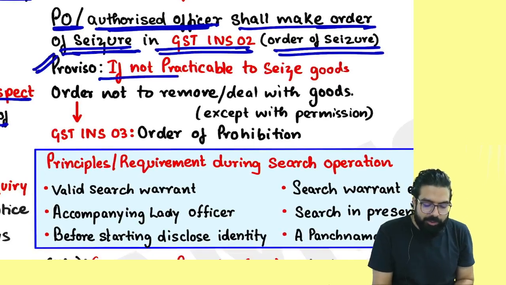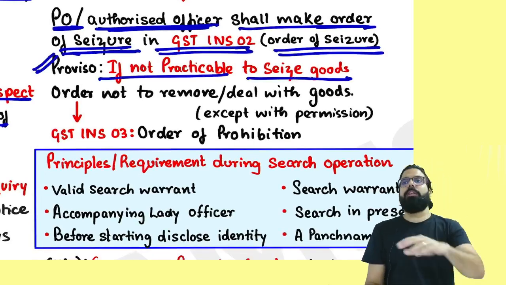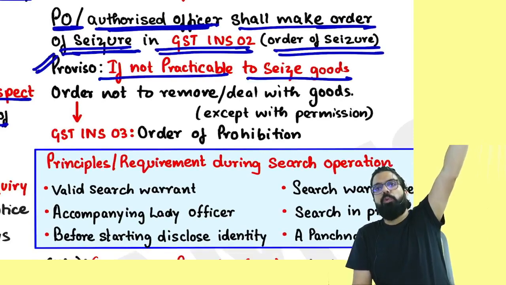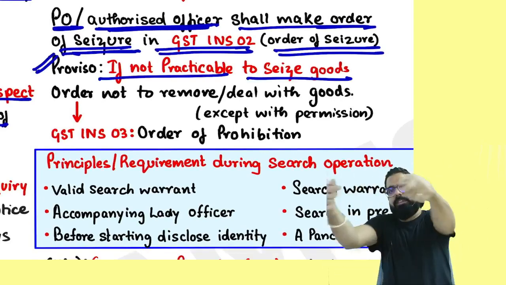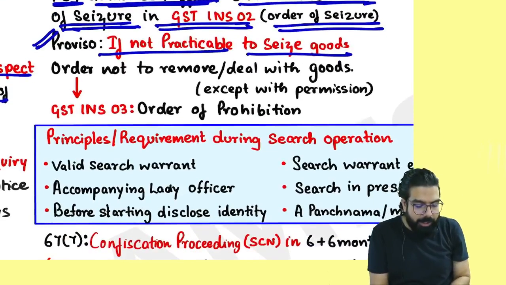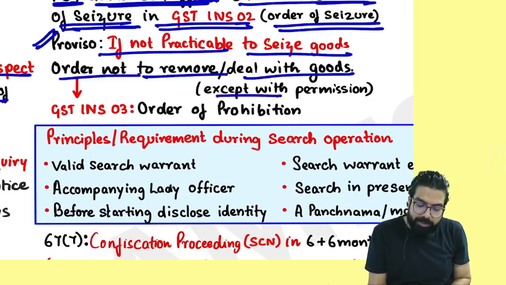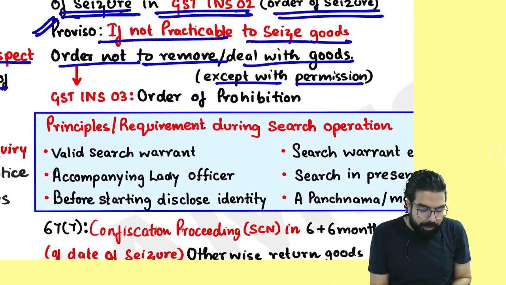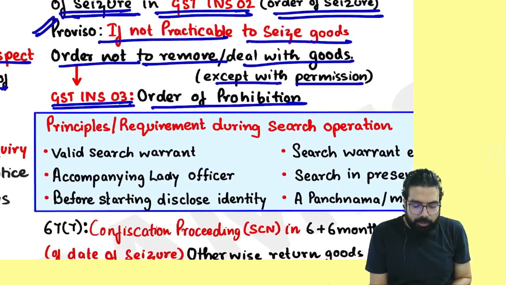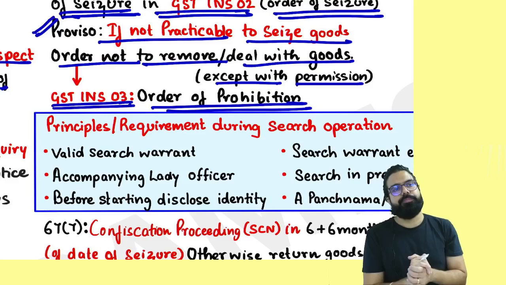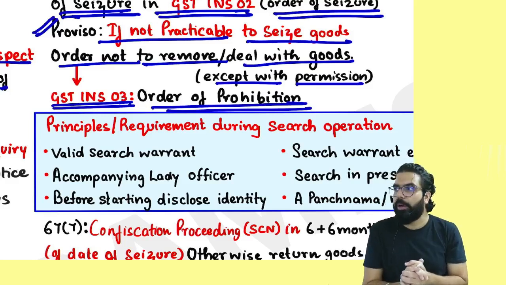Sir, supposing it is not practicable to seize, for example, one godown is full of goods, how will they take them and go? So they will seal the premises and go. They will issue an order not to remove or deal with the goods except with permission, and for that they will issue an order which is an order of prohibition. Can I go ahead, everyone?